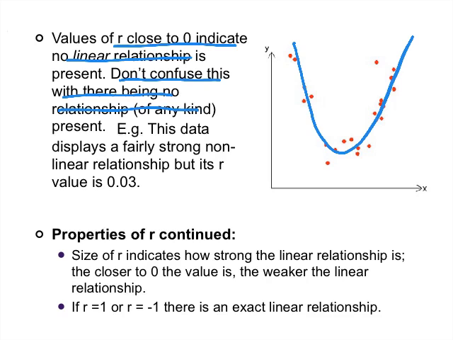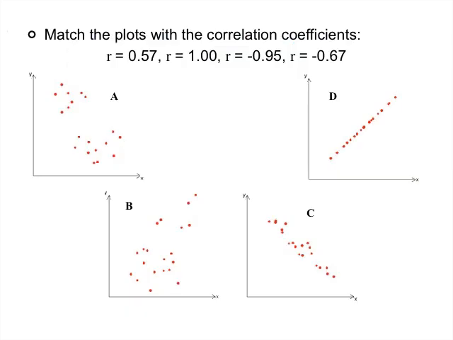Some more properties of R. The size of R in absolute terms indicates how strong the linear relationship is. So closer to 0 is weak. Closer to 1 is strong. In fact, if it's equal to 1 or minus 1, then not only is it strong, but it's exact.